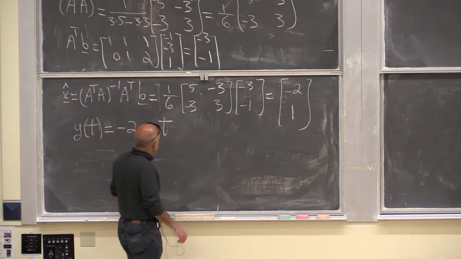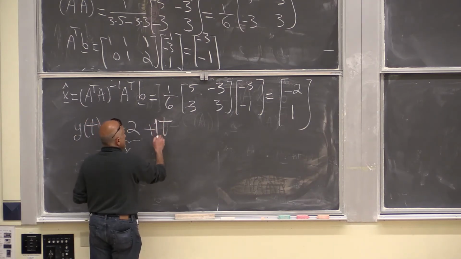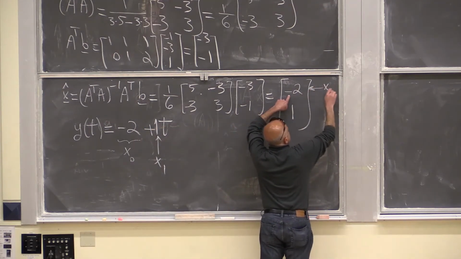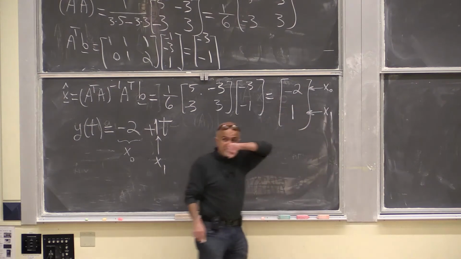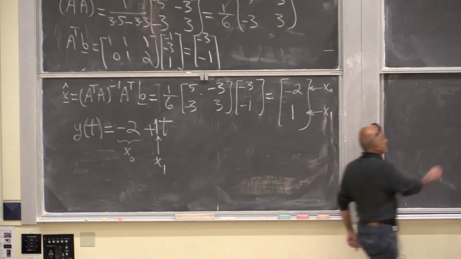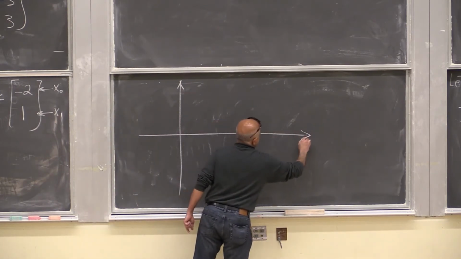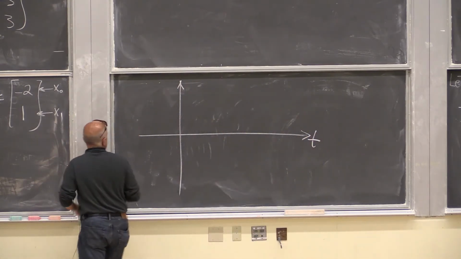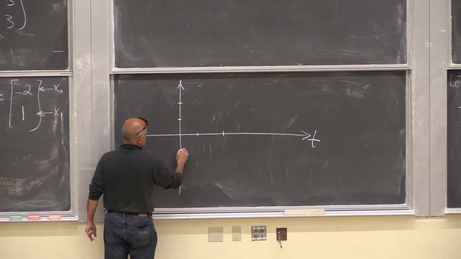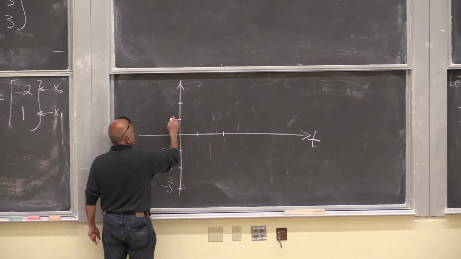Okay, now, so this is x0, and the 1 is x1. x0 and x1, that's what I found. Okay, now let's plot everything that we've been talking about. This is the time axis. I've got times 0, 1, and 2. And I've got values down to -3. So this is -1, -2, -3, 1, 2.